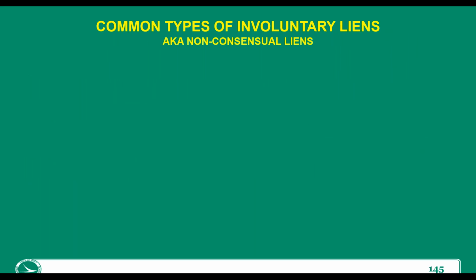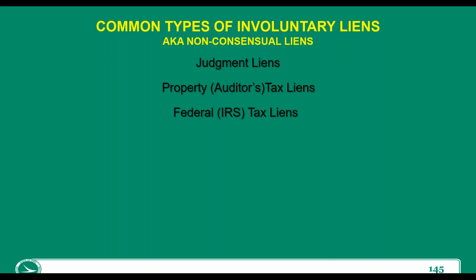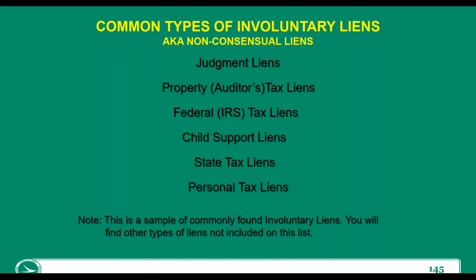Here are some common types of involuntary liens. They're also known as non-consensual liens. So we have judgment liens and property auditor's tax liens. There's a county that has a personal property tax book that you need to watch out for. Obviously, IRS liens, child support liens, state tax liens, personal tax liens, like I spoke about a second ago. Again, this is just an example of the different types you're going to run into. You're obviously going to run into other ones.